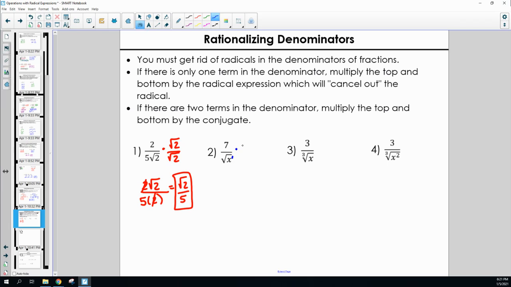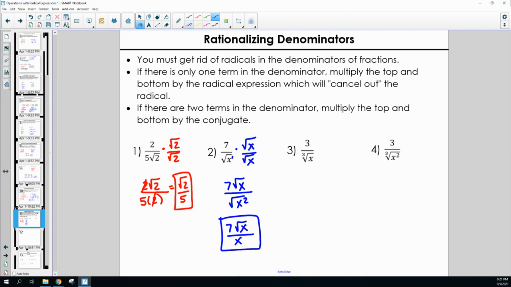So what I'm missing then is a square root of x. So I'm going to multiply the top and bottom by square root of x. So we get 7 square root of x on the top, and on the bottom, the square root of x times the square root of x is the square root of x squared, but I know that that is a perfect square. So I'm going to pull out the x from the square root of x squared.